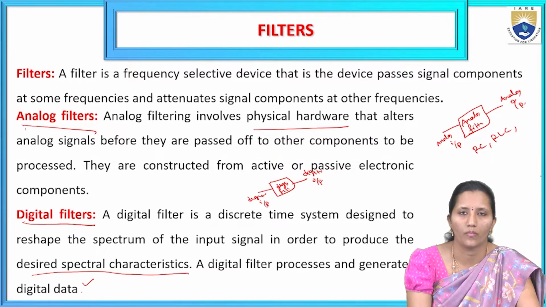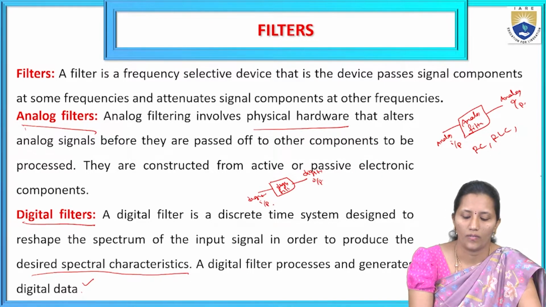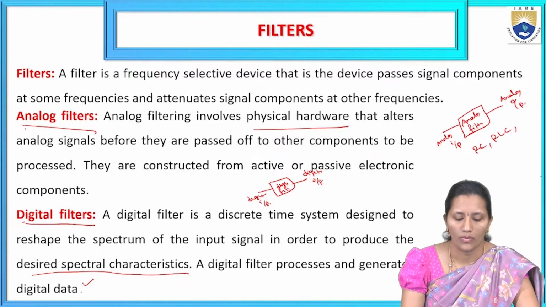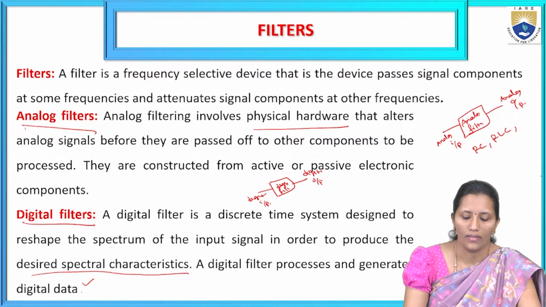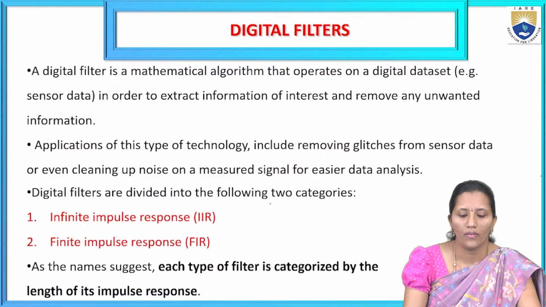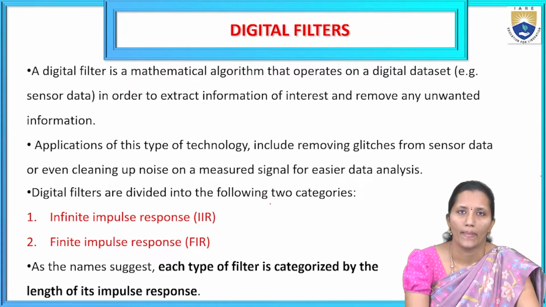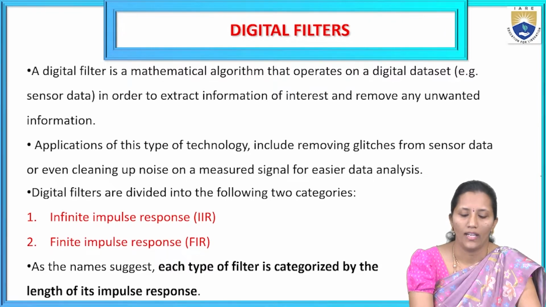For a digital filter, the input and output are digital: discrete inputs and discrete outputs. The digital filters are of two types. A digital filter is a mathematical algorithm that operates on digital data sets.